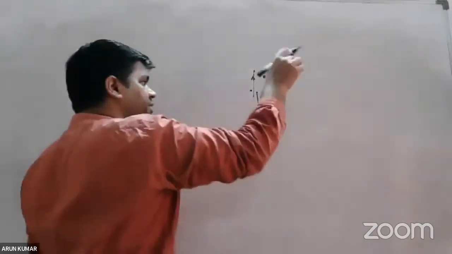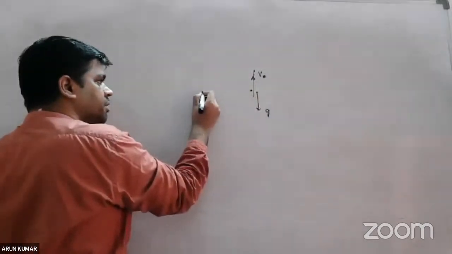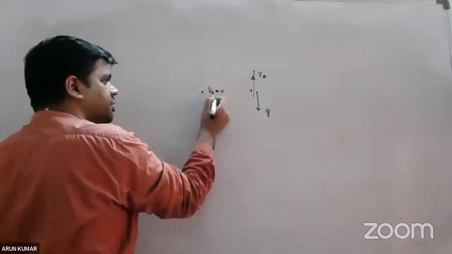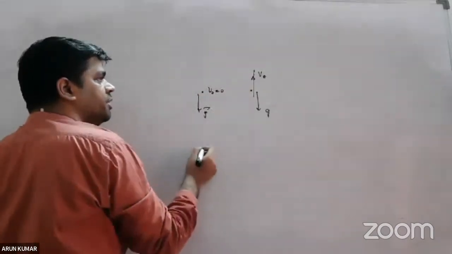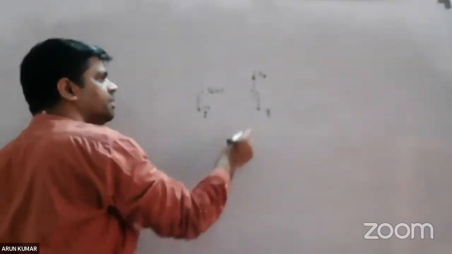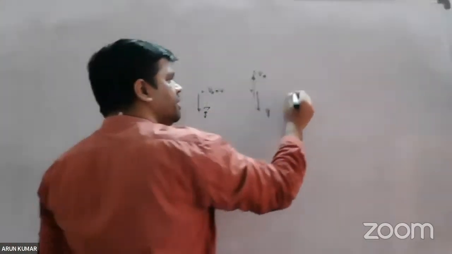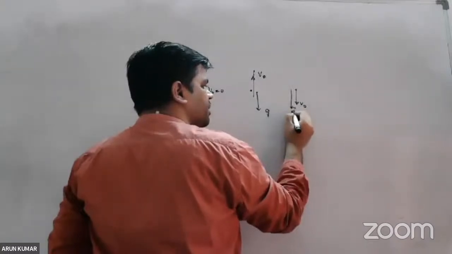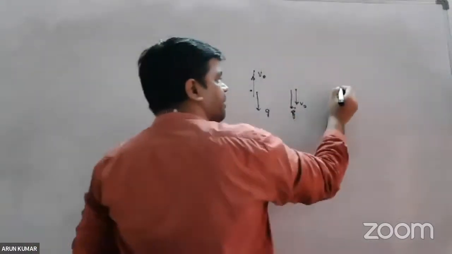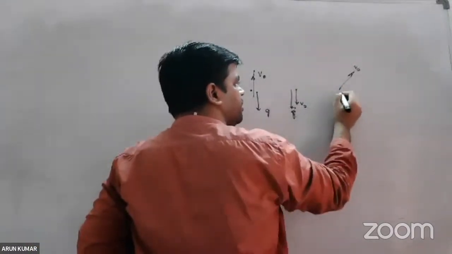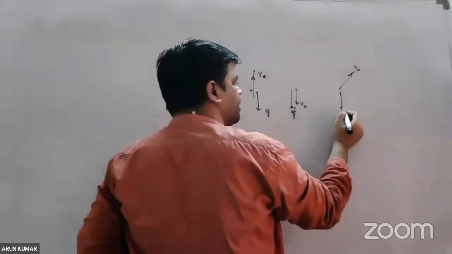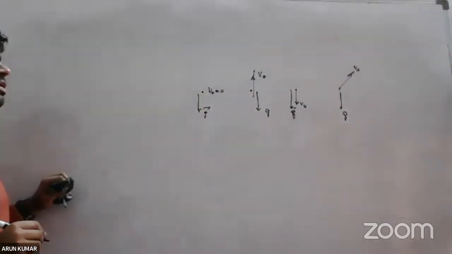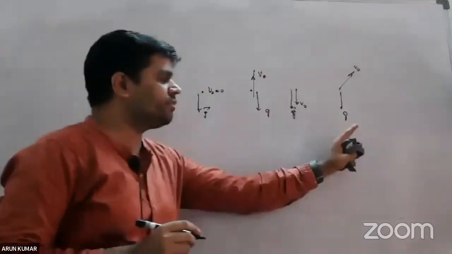Now, if I drop a particle, what is the velocity? 0. Acceleration is downward. If I project a particle upward, v naught is upward, g is downward. If I project a particle downward, g is downward, v naught is downward. But if I project a particle like this, v naught is this way, g is this way. Now look at this, students. Let us write this, the generic form for this.